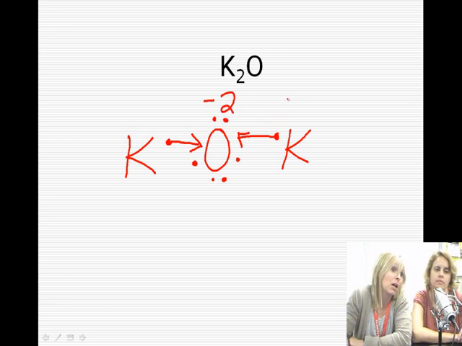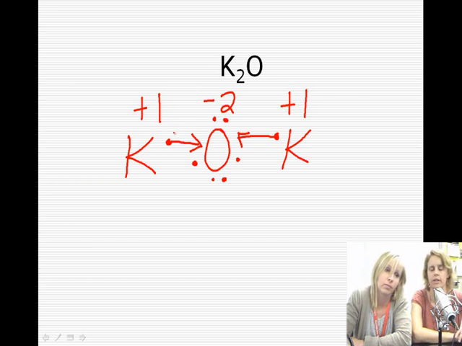And potassium lost its negative, so it has a +1 charge. This potassium did the same thing, +1 charge. Looks good. 2 positive charges, 2 negative charges equals 0. You're good to go. Nice work. Hopefully you're good now too. Practice them up.